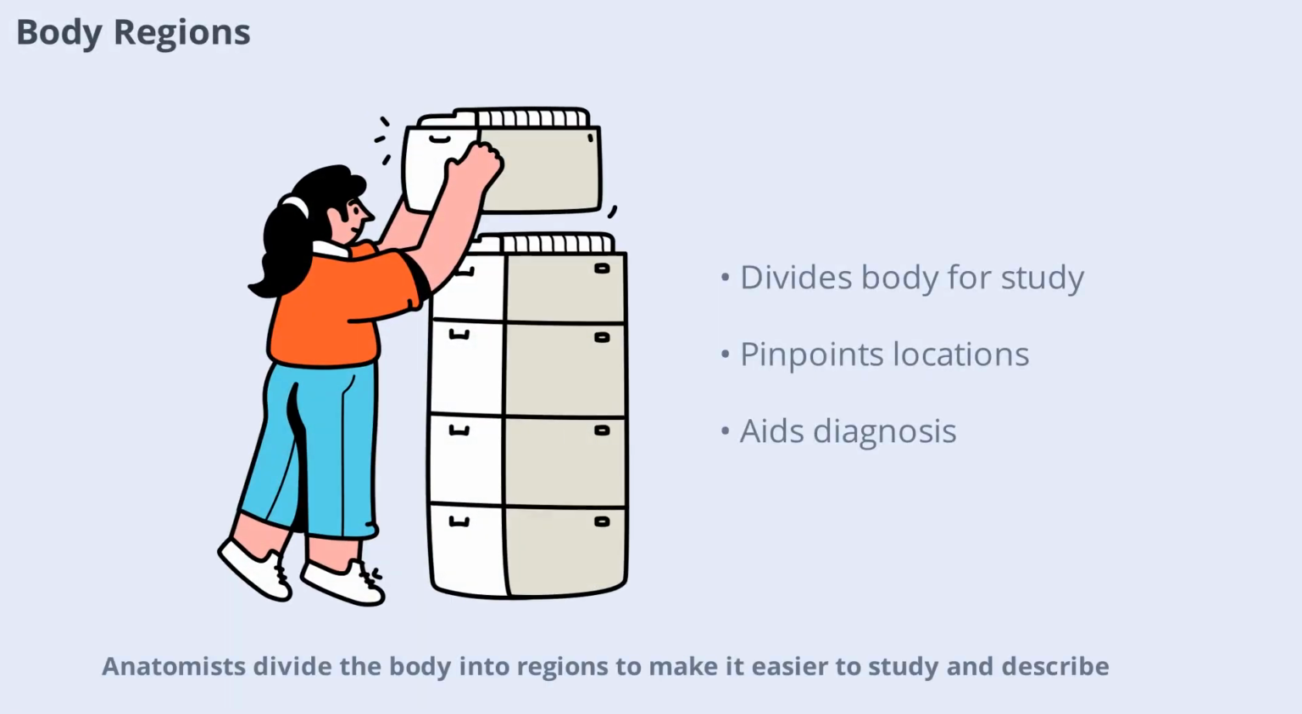Anatomists divide the body into regions to make it easier to study and describe. Common regions include the head, neck, thorax, abdomen, pelvis, upper limbs, and lower limbs. Each region contains specific organs and structures, helping scientists and doctors pinpoint locations and diagnose issues accurately.